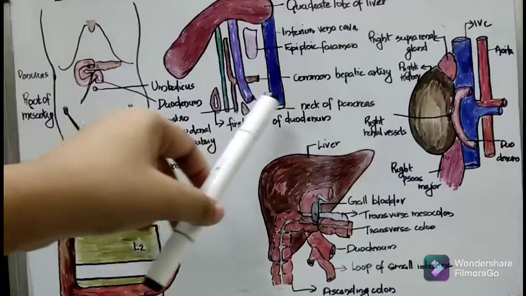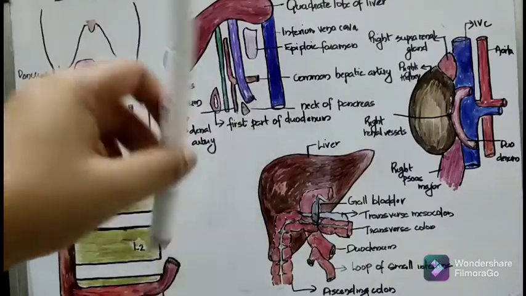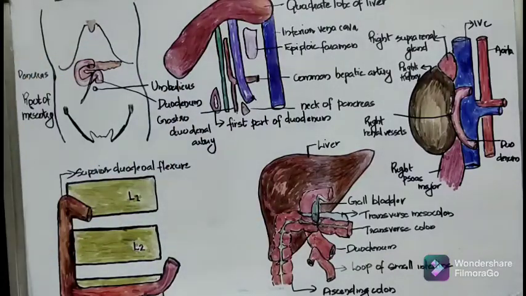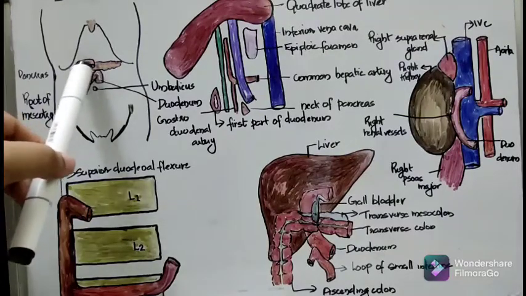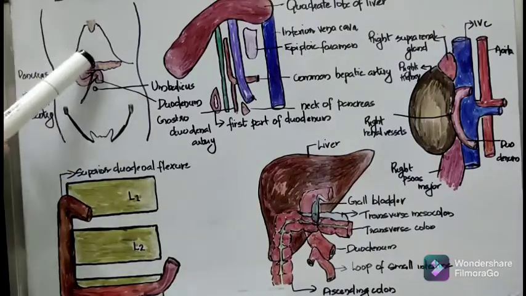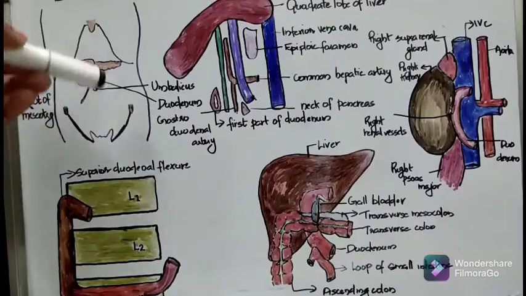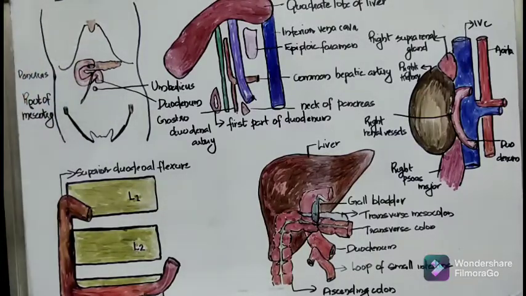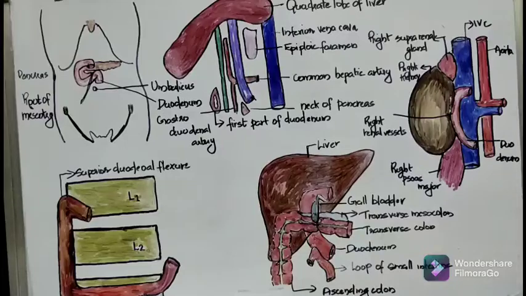And inferiorly, there is the head and neck of the pancreas. So these are the relations. This is the head and neck of the pancreas, and this is the first part of the duodenum. So inferiorly, there is the head and neck of the pancreas. So these are the visceral relations of the first part of the duodenum.